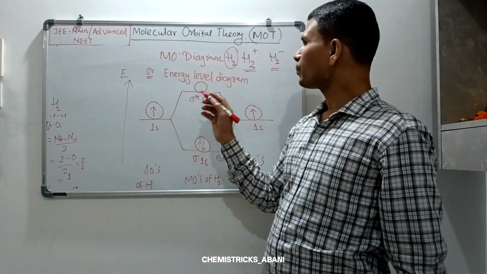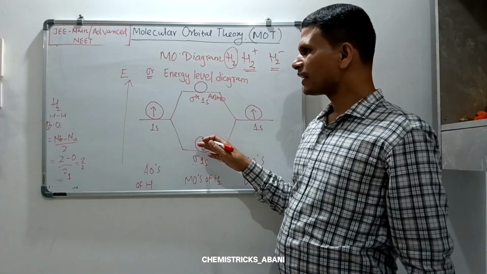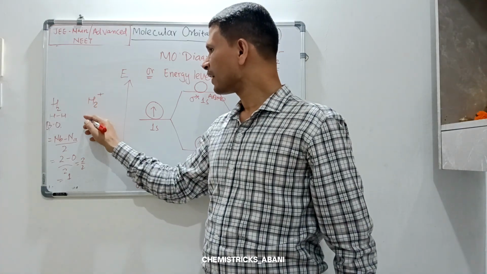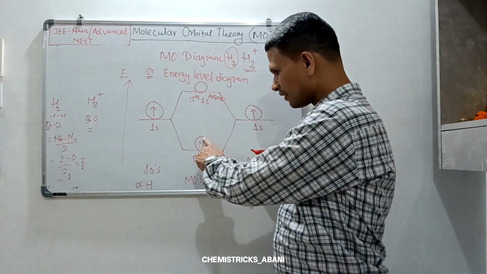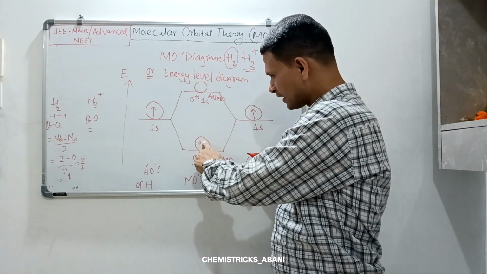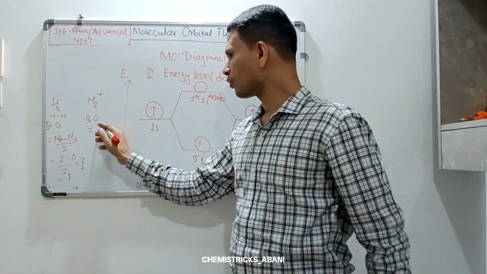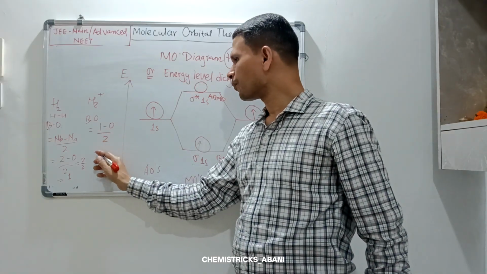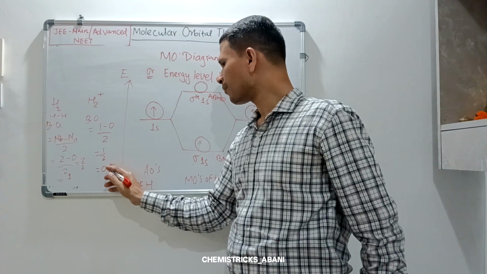Similarly, for H2 plus, one electron is gone, so there is only one electron. I will write the bond order for H2 plus. I will remove this electron. What happens? There is only one electron, minus 0, no electron over here, and divided by 2. So it becomes half, which is 0.5.